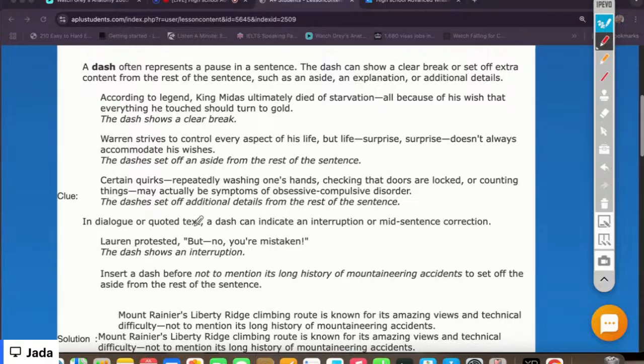Lauren protested, but, dash, no, you are mistaken. So the dash shows an interruption. Inside a dash before not to mention its long history of. Okay, this is a question, all right? So you need to know that in a dialogue or quoted text, the dash indicates an interruption or mid-sentence correction.